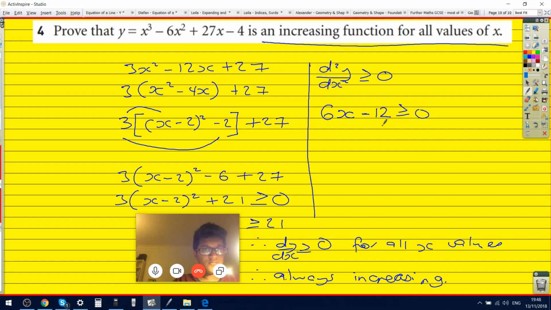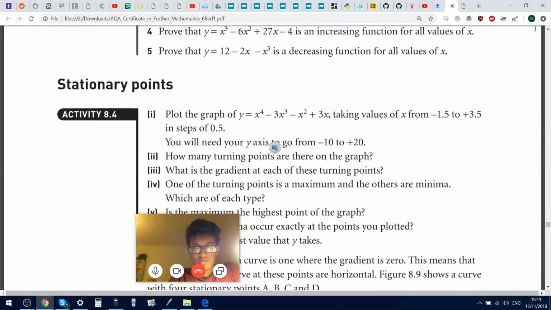But apparently, for some reason, if you show that dy by dx is always greater than or equal to 0, then that means it's always an increasing function for all values of x. And you do that by putting it into completed square form. Sure. Okay. All right. There you go.